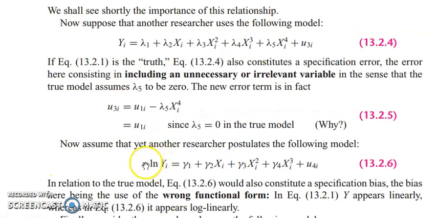Suppose another researcher is using the model ln y as a function of all the independent variables. The right side is the same as the correct model, but the left side, the dependent variable, is taking the log of yi instead of y. So this researcher might also be committing a specification error, which falls under wrong functional form. The correct model appears to be linear, but this one is log linear.